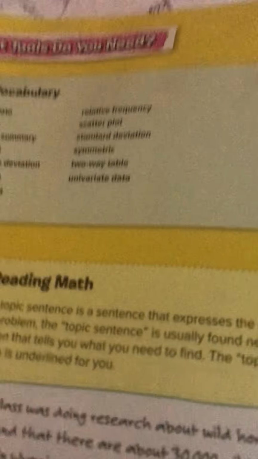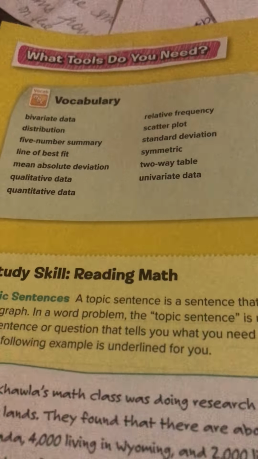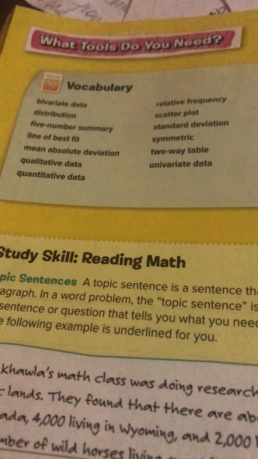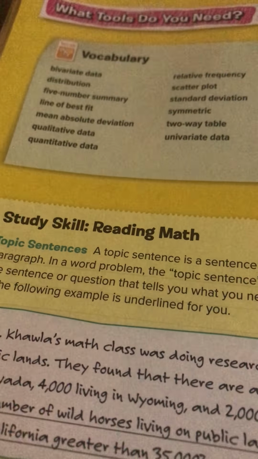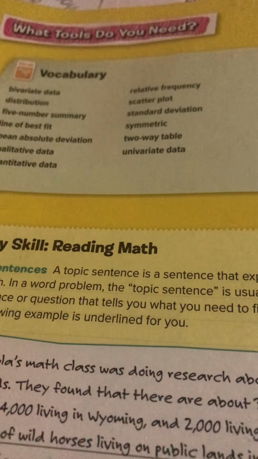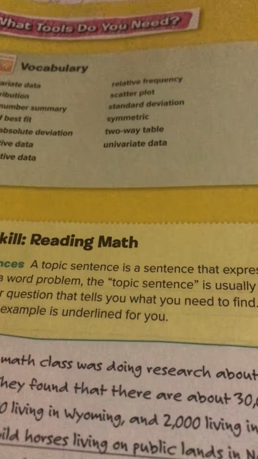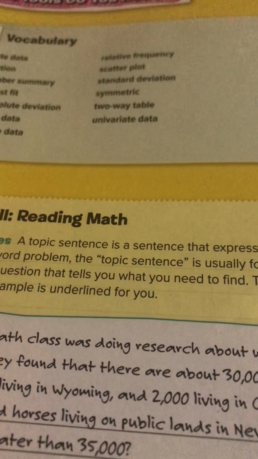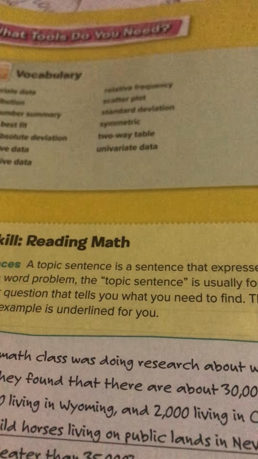So you should know all this vocabulary over here: bivariate data, distribution, 5-number summary, line of best fit, mean absolute deviation, qualitative data, quantitative data, relative frequency, scatter plot, standard deviation, symmetric, two-way table, univariate data. So all this you need to know. You have to know.